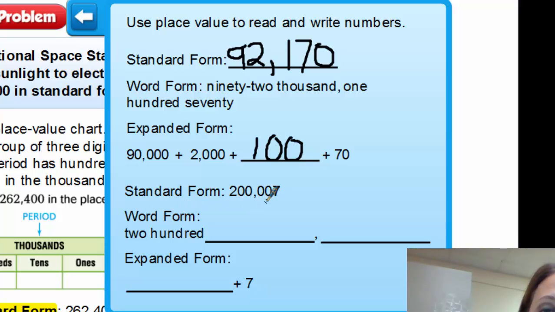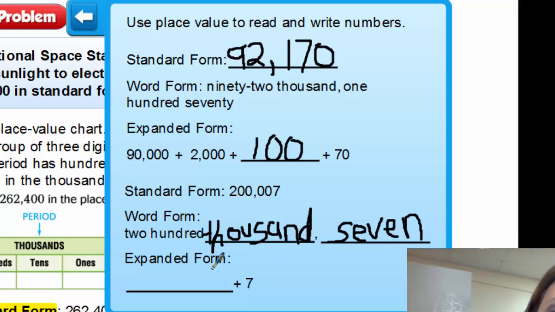Standard form, here's a new number: 200,007. So in word form, we write exactly what we'd say. 200, what do we say right here? Good, thousand. You're going to have to wait for me to write this. Takes me a while to write. After we write the word thousand, we make sure to add the comma. Boom, there's the comma. How else would we read that? Seven. That's it. Easy cheesy peasy. Start out easy. We'll give you some harder ones tomorrow in class.